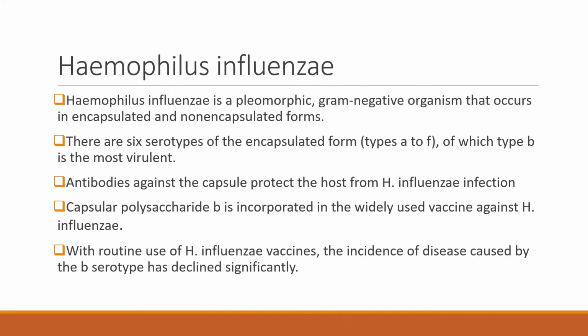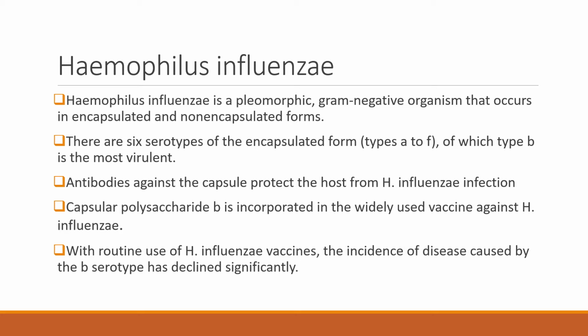Then second is Haemophilus influenzae, and that is a pleomorphic gram negative organism. So that occurs in both forms, encapsulated and non-encapsulated forms. And there are 6 serotypes of the encapsulated forms, that are types A to F, of which type B is the most virulent form.